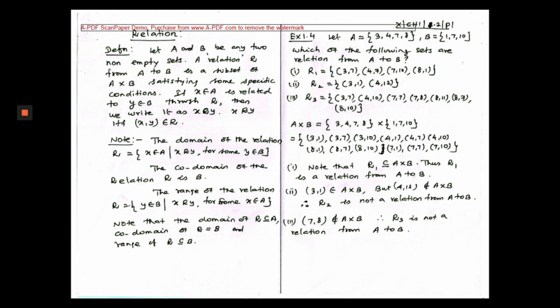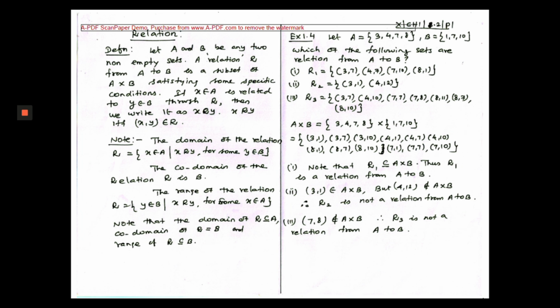Relation: capital R is a subset of A cross B. We know how to find A cross B. The set of ordered pairs with all the elements from the sets A and B is called A cross B. The first coordinate is from the set A, and the second coordinate of the ordered pair belongs to set B. A relation R from A to B is a subset of A cross B. Relation means subset of A cross B.